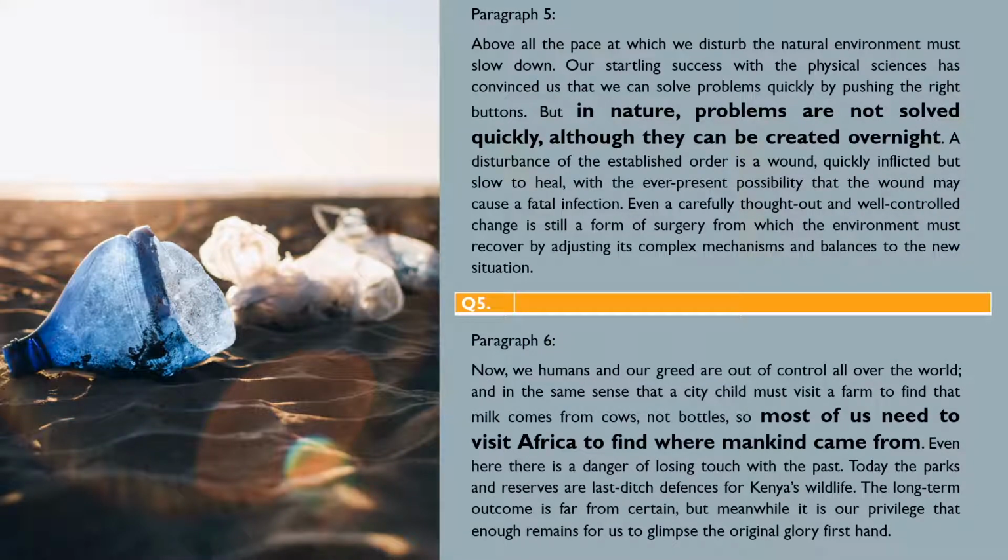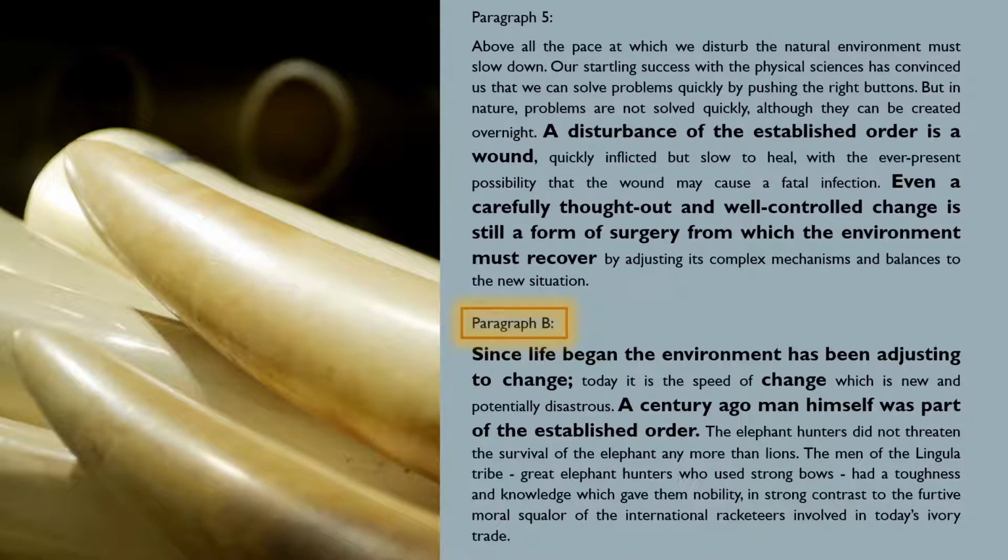Okay, moving on to question 5. Paragraph 5 deals with how our actions have long-term effects on nature. Then, paragraph 6 talks about how we've lost touch with our place in the natural world. So, which is the missing paragraph? Well, the answer to question 5 is B.